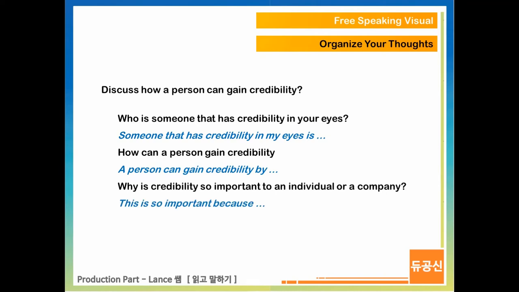This is so important because. Who is someone? Someone is. How can a person? A person can by. Why is credibility so important? This is important because. Let's take a look at a sample response.